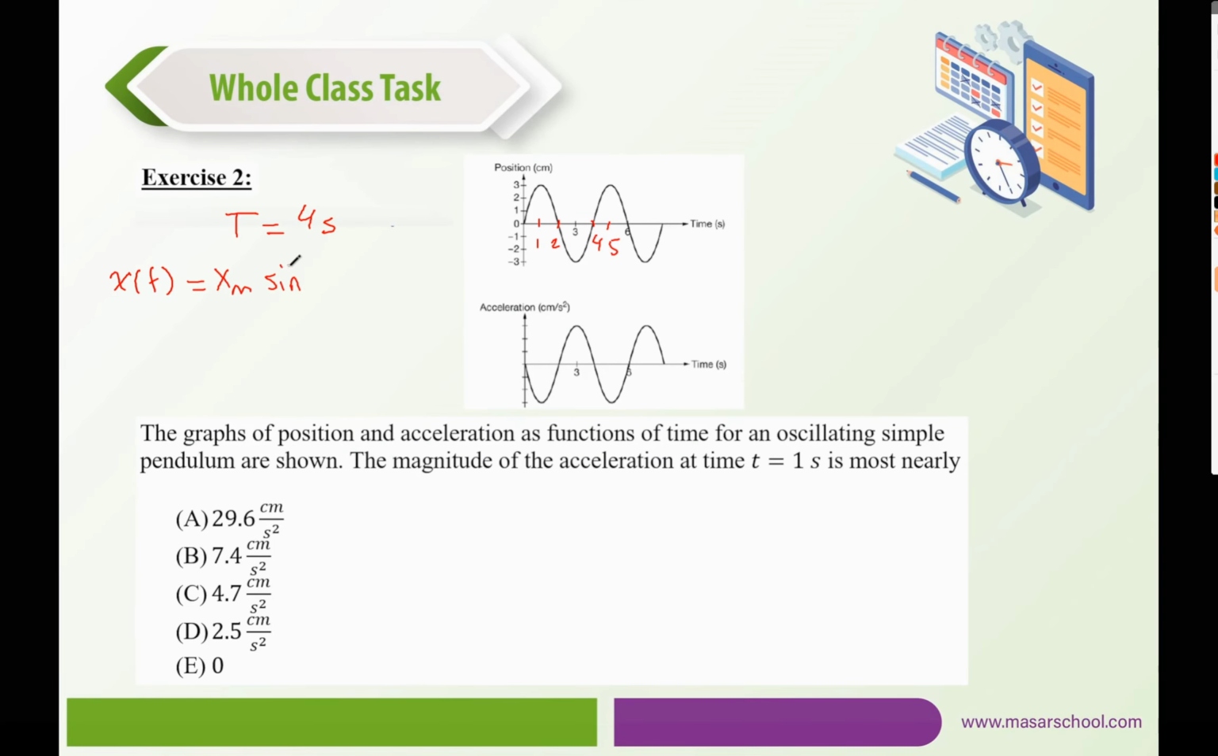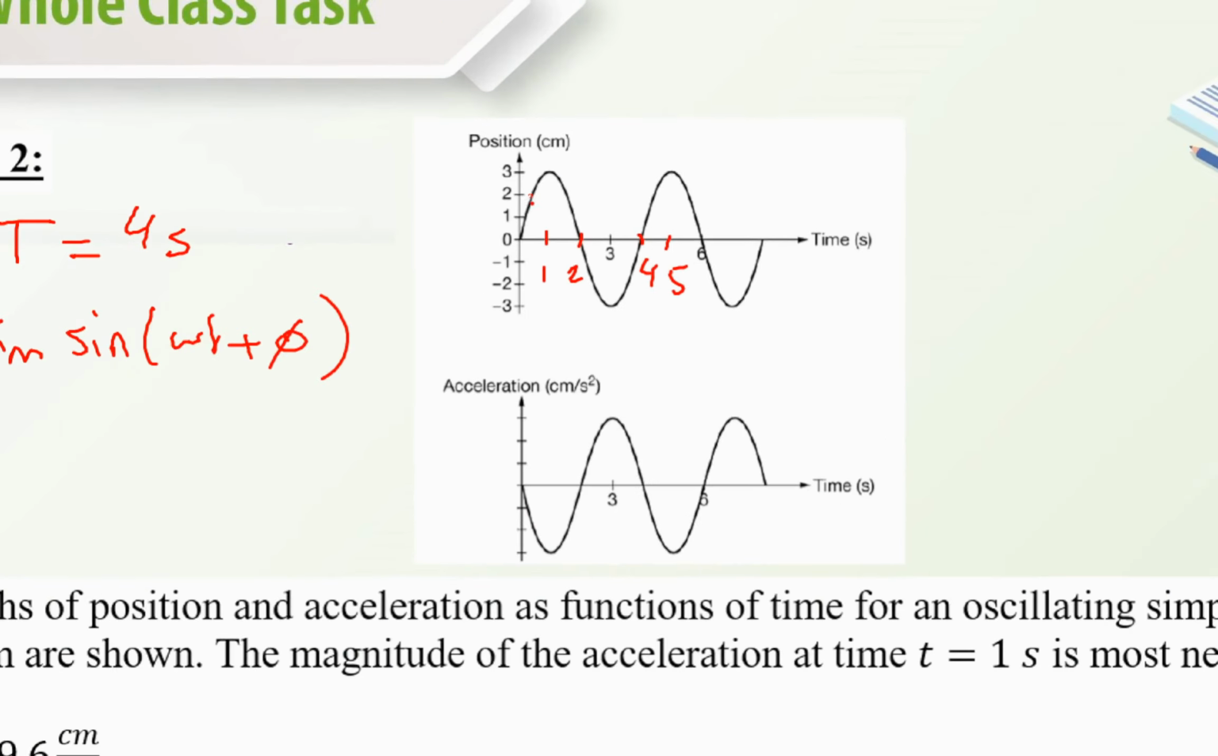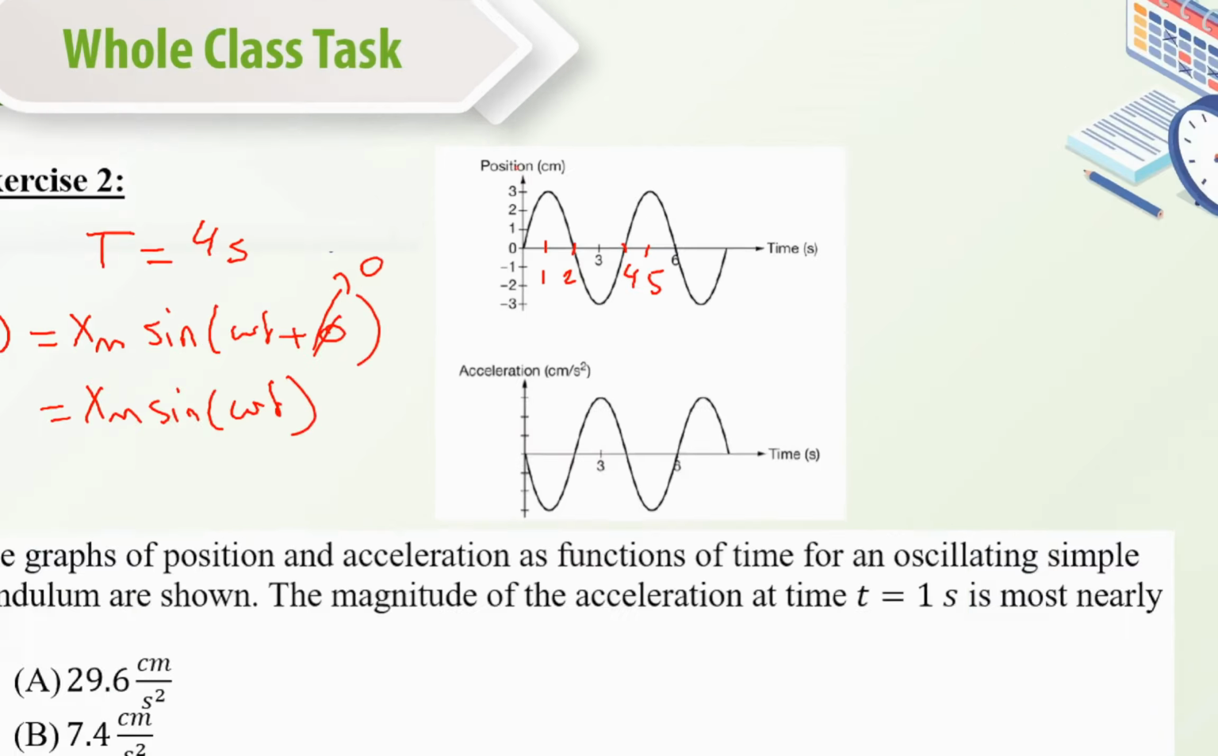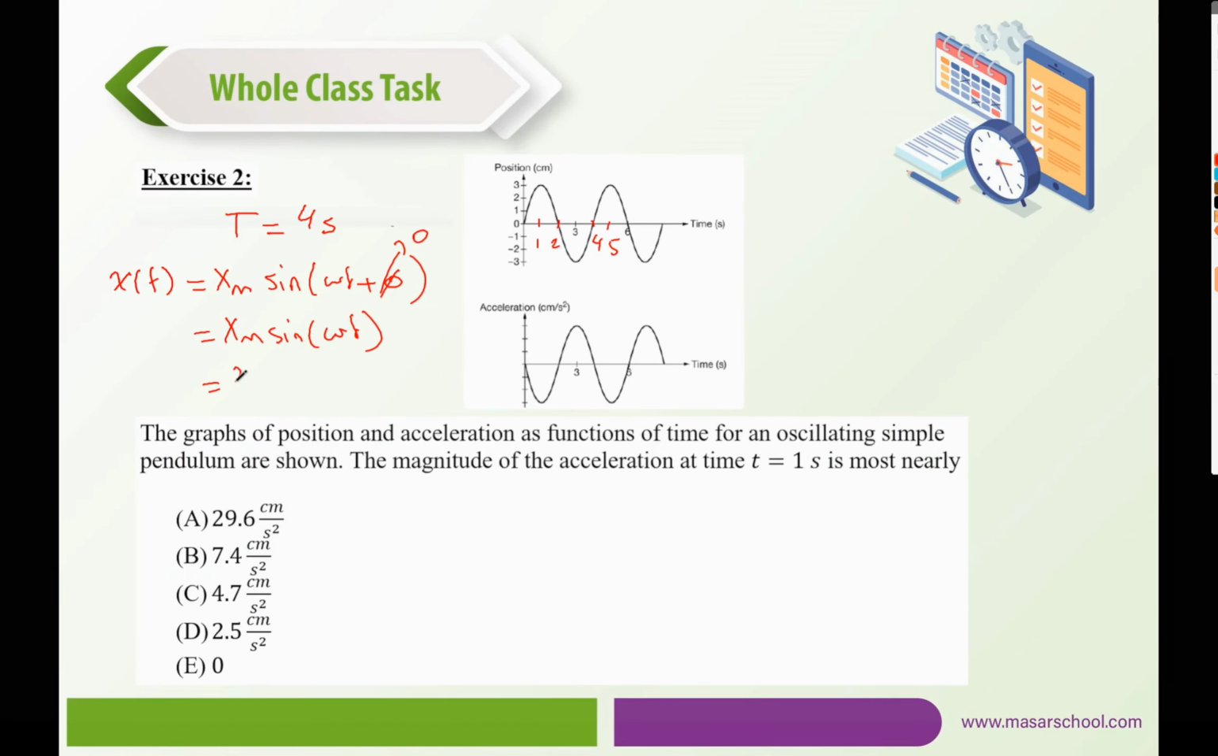Now this is sine(omega t plus phi). And because we are starting from the origin, phi would be 0. So that would be x = xm sine omega t. Now the amplitude of oscillations in centimeters is given by 3. It's left to determine what omega is. Omega is 2 pi f, which is basically 2 pi over the period. That would be 2 pi divided by 4 in SI, and that would be pi by 2. So that is pi by 2 t.